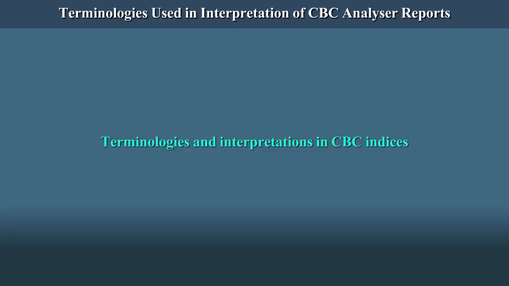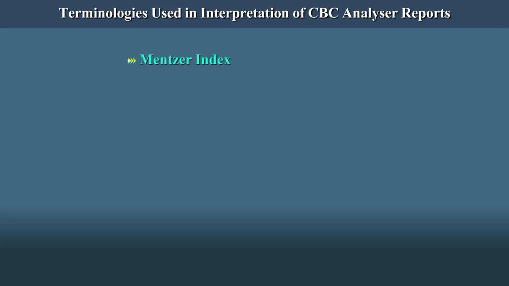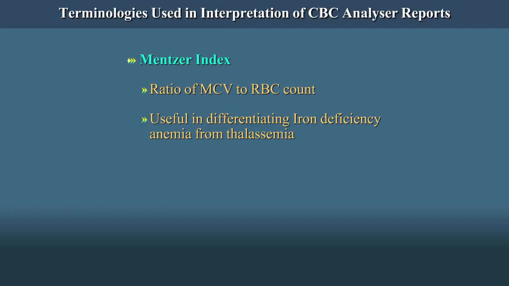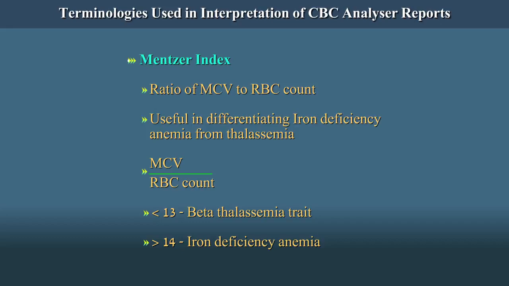Let us also discuss a few more terminologies and interpretations in CBC indices. Mentzer index. This is the ratio of MCV to the RBC count. It is useful in differentiating iron deficiency anemia from thalassemia. Mentzer index is equal to MCV divided by RBC count. Less than 13, beta thalassemia trait. Greater than 14, iron deficiency anemia.